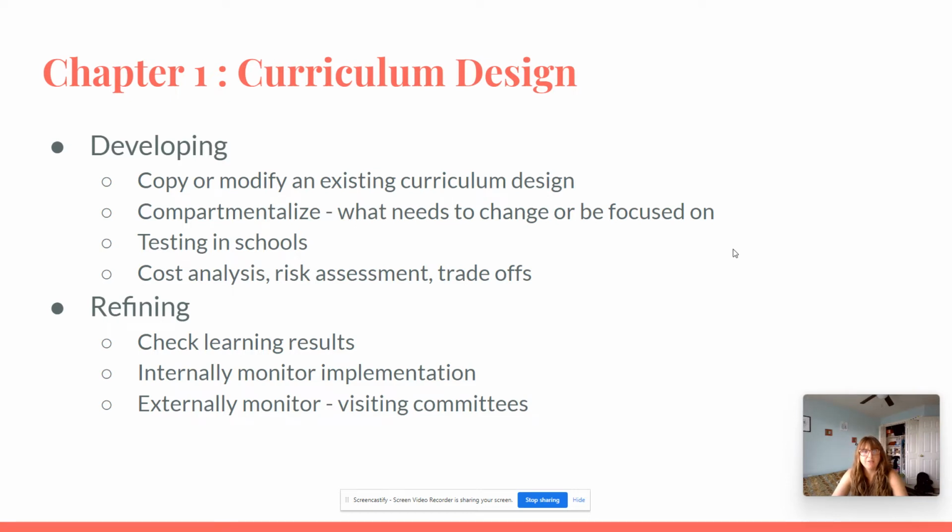And then in refining, that last step, this is where you're actually going to check for learning results. After you have implemented a new curriculum, you want to see, are those goals being met? This can be done internally. So teachers and administration can monitor internally, in the school, how things are going. Or you can have visiting committees. That's like an external monitoring system, so people can come in and evaluate how the curriculum is going.